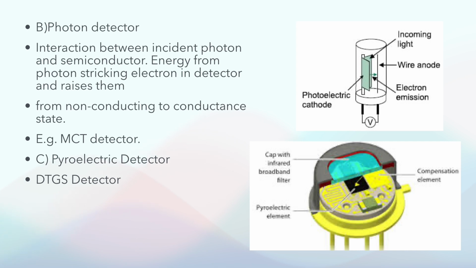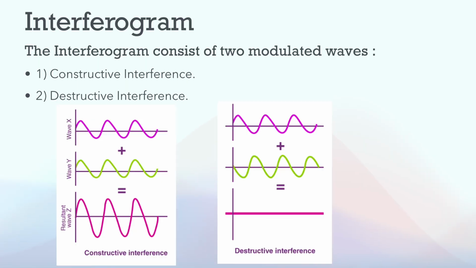The second one is a photon detector. Interaction between the incident photon and the semiconductor. Energy from the photon kicks electrons in the detector and raises them from the non-conducting to the conducting state. Examples are the MCT detector, pyroelectric detectors, and DTGS detector. Interferogram. The interferogram consists of two modulated waves. The first one is constructive interference and the second one is destructive interference.